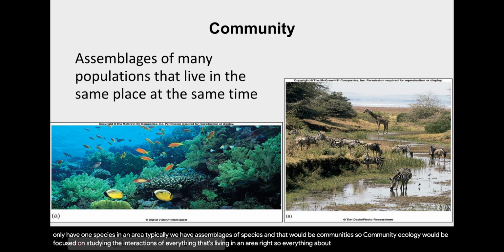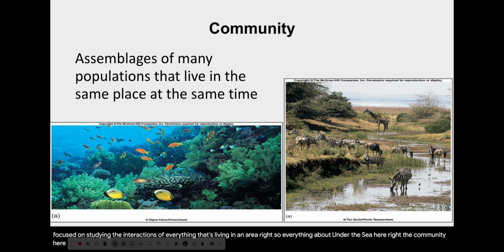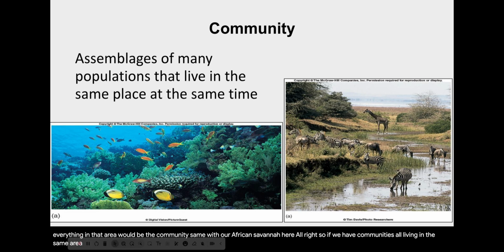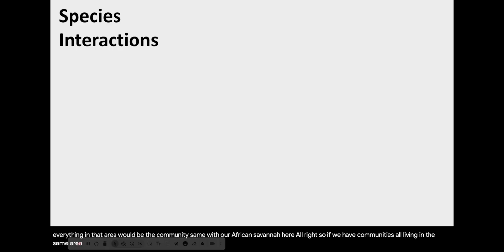Right? So if we think about under the sea here, the community here would be all the fish species, all the aquatic plant species, all the corals, the sponges, the sea cucumbers, the algae, the microorganisms. Everything in that area would be the community. Same with our African savanna here. All right, so if we have communities all living in the same area, there's bound to be interactions.